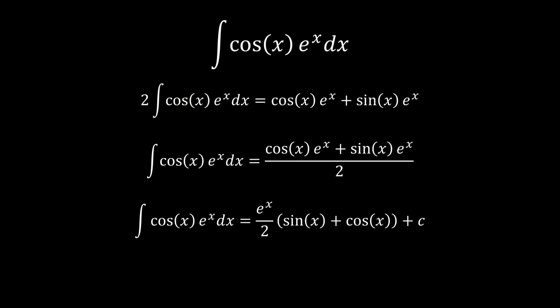Pulling out some like terms, as is usual, we get our final solution being e^x over 2 multiplied by the quantity of sine x plus cosine x, and then all of that added to our constant, integratable constant.